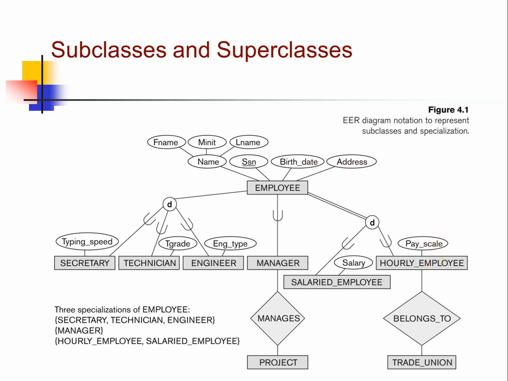If I'm asking you what are the attributes describing the employee, it is very straightforward. This is probably the simplest answer. The attributes describing the employee are name, social security number, birthday, and address. Because this is a superclass, it will not take anything from its subclasses. So don't worry about the subclass. If I'm asking you about a superclass, then those are the attributes that describe the superclass.